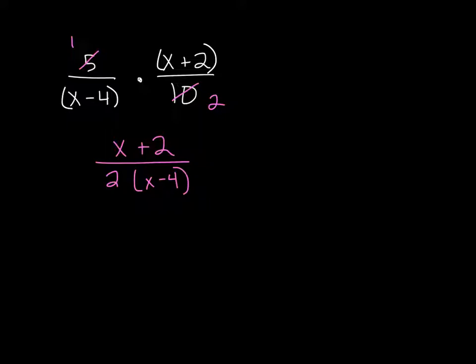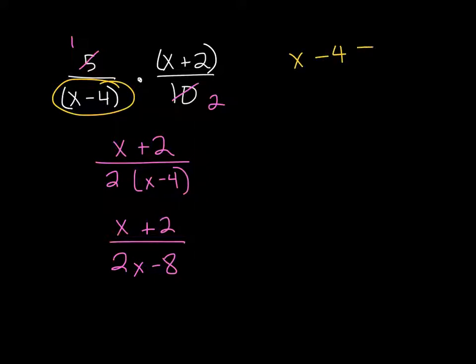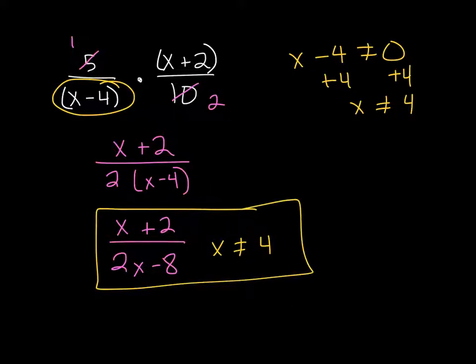Now, you may be able to just leave it like it is, or you can go ahead and distribute on the bottom. And that may be a preference by your teacher, but either answer is correct. Now, we do need to go back to the beginning and see this variable here that we had in the denominator. X minus 4 cannot equal 0. So we add 4, which means x cannot equal 4, is my excluded value.